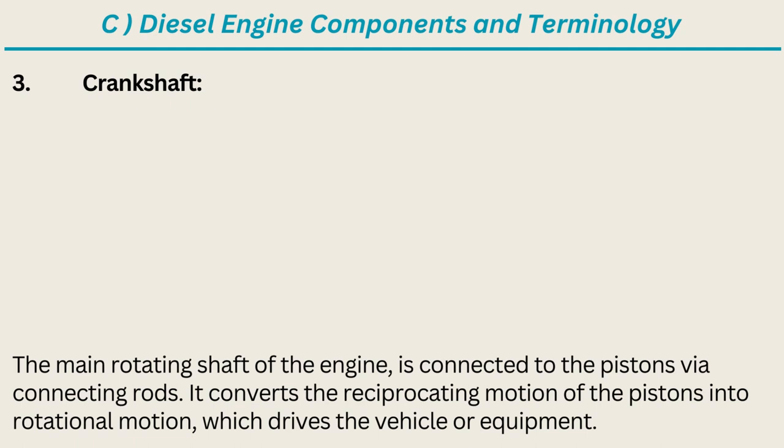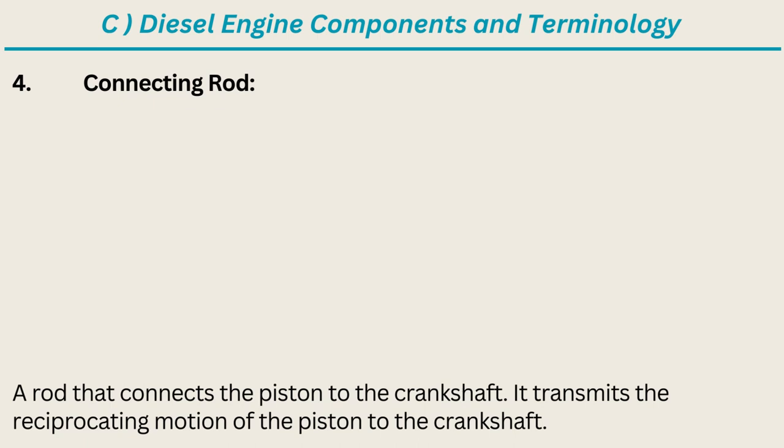3. Crankshaft. The main rotating shaft of the engine, connected to the pistons via connecting rods. It converts the reciprocating motion of the pistons into rotational motion, which drives the vehicle or equipment. 4. Connecting rod. A rod that connects the piston to the crankshaft. It transmits the reciprocating motion of the piston to the crankshaft.